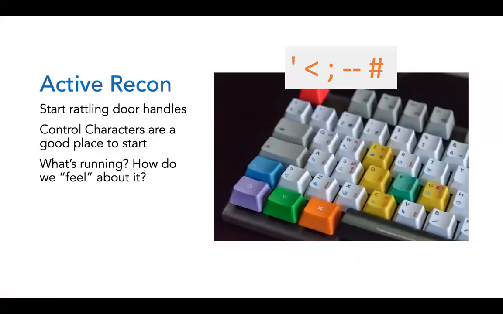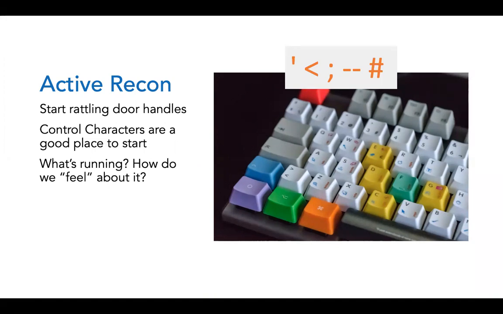The next thing that's important to do to an application that you're testing for yourself is active reconnaissance. I think of this as kind of rattling door handles. As you're walking down a hallway, you're not necessarily going to go in that room, but you just want to know if that door handle is locked. If it's locked, then no problem, you'll move on. And if it's not, oh look, it'll open. And you kind of peek in there and see what's happening. So this is the active recon.